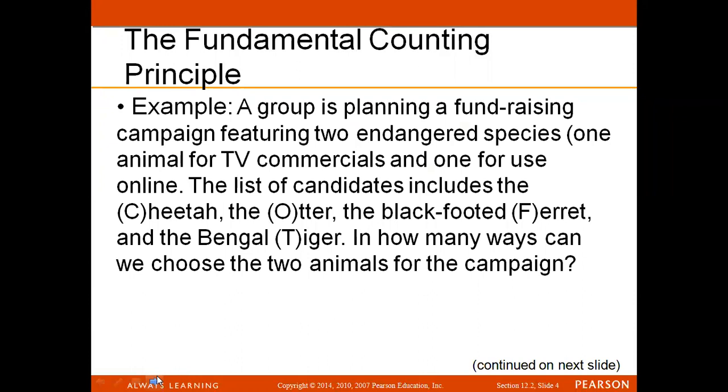Example: a group is planning a fundraising campaign featuring 2 endangered species, one animal for TV commercials and one for use online. The list of candidates includes C for cheetah, O for otter, F for the black-footed parrot, and T for the Bengal tiger. In how many ways can we choose the 2 animals for the campaign?